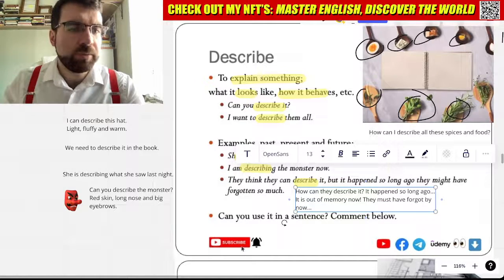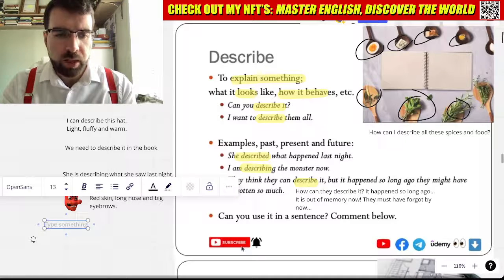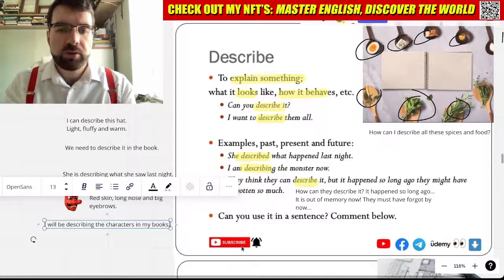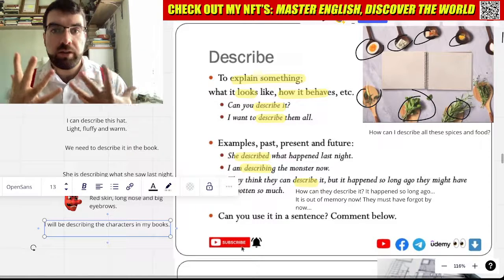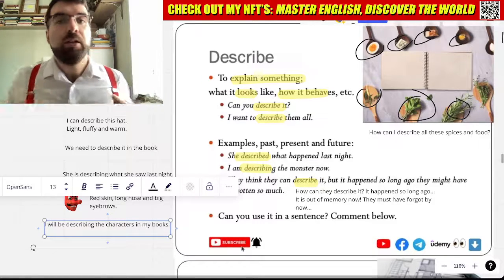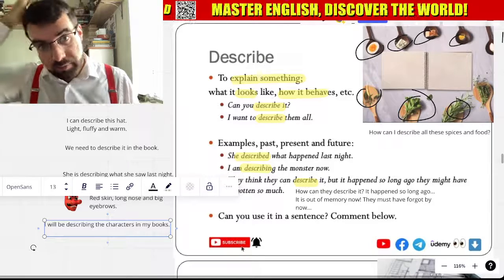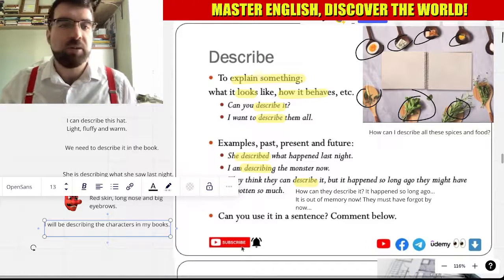So I will be describing the characters in my books. Describe how they look, how they act, how they behave, how they dress. How cool is that, language explorers?